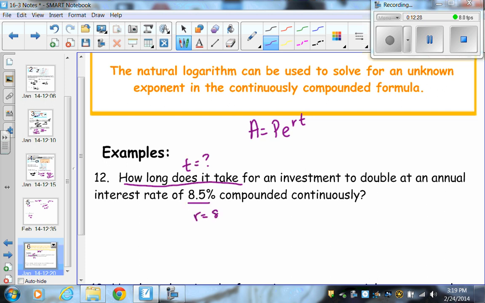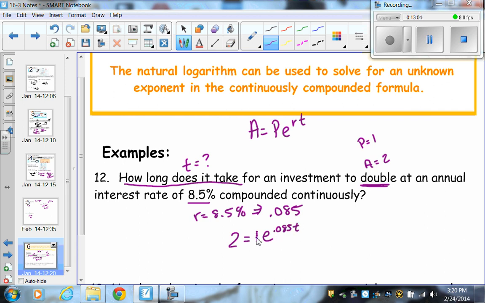8.5% as a decimal would be 0.085. And double means that I want my end result to be twice the amount I started with. So if I start with 1, then I want the final to be 2, because 1 times 2 is 2. If I set that up, we really have 2 equals, you can put the imaginary 1 here if you wanted to, but it's not going to change our answer, e to the 0.085t.